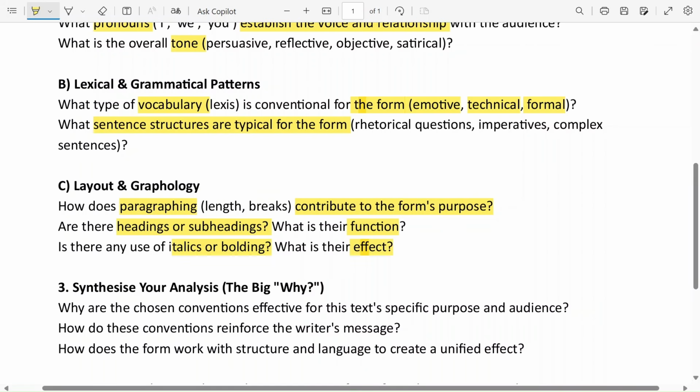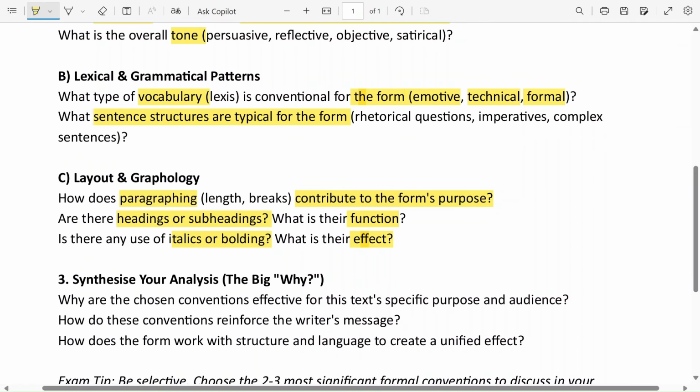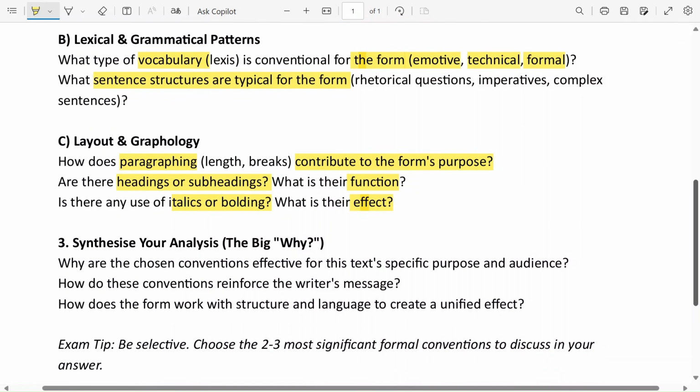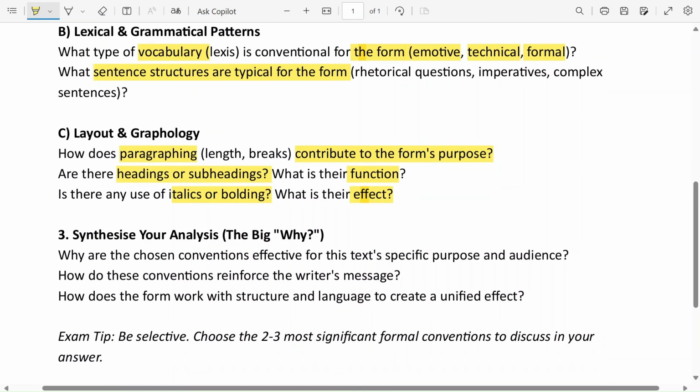Now, you've gathered all the evidence that is present in the text, but simply listing these features isn't enough to get the top marks. So again, you need to think about the big why. You need to synthesize all this information and make your answer really high level. So you're thinking about why these specific conventions are effective for this text's purpose and audience. So don't just say the writer uses direct address. Explain why that direct address is impactful. For example, the writer uses direct address throughout the speech, which is a key convention which creates a personal connection with the live audience of the speech and makes the persuasive message more impactful.